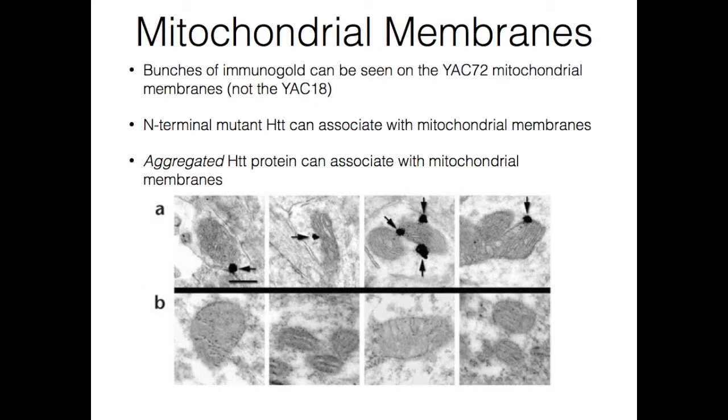So in this slide, you can see the full figure, figure 4. Now on the top row, you can see the YAC72 mouse brain mitochondria, and on the bottom row, you can see the YAC18 mouse brain mitochondria. In the first row, as you can see, there are quite a few clusters of the protein, and they're right at the mitochondrial membrane. This revealed that because of their decreased membrane potential, the N-terminal mutants can associate with the membrane, and as a result, the aggregated proteins can associate with the membrane.